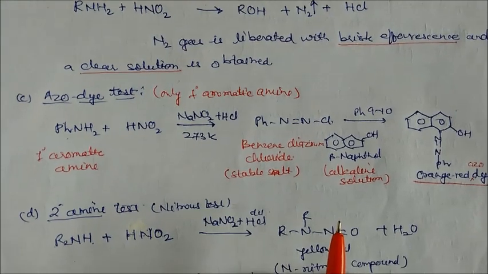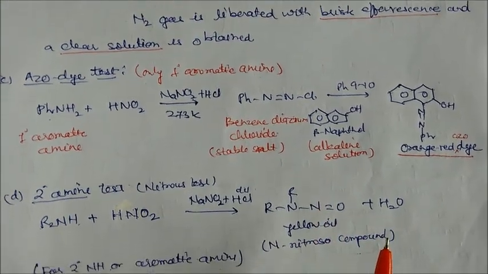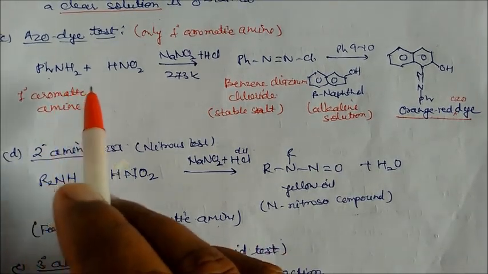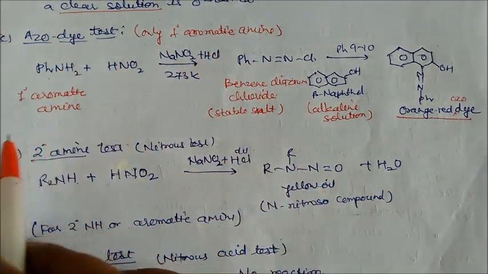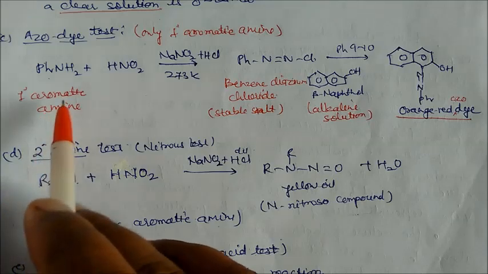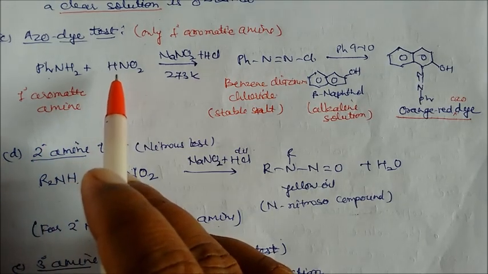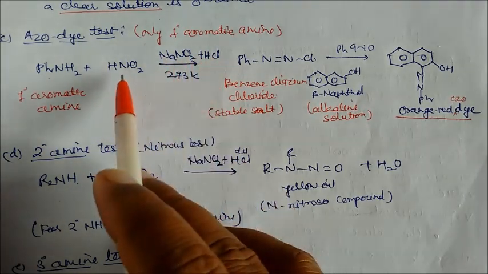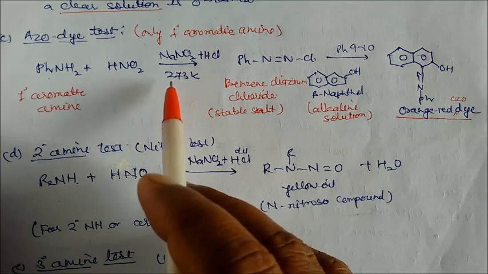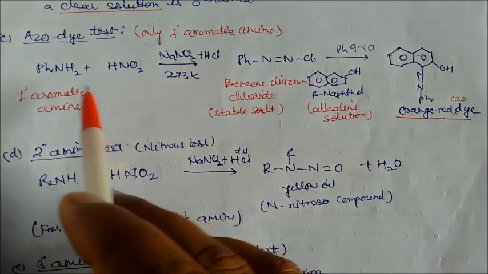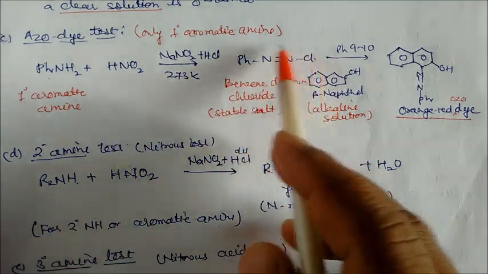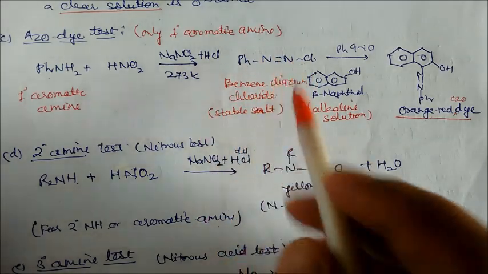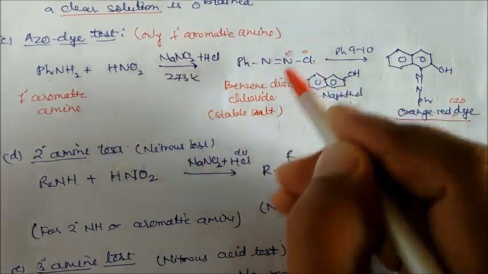Next, only for the aromatic amines, the test is called the azo dye test. This is only for the primary aromatic amines. You take the primary aromatic amine, and nitrous acid, from NaNO2 plus HCl at low temperature, reacts with it. This we have to prepare freshly. You will get one compound, stable for a short time, called benzene diazonium chloride. This is a stable salt, with a plus and a minus.